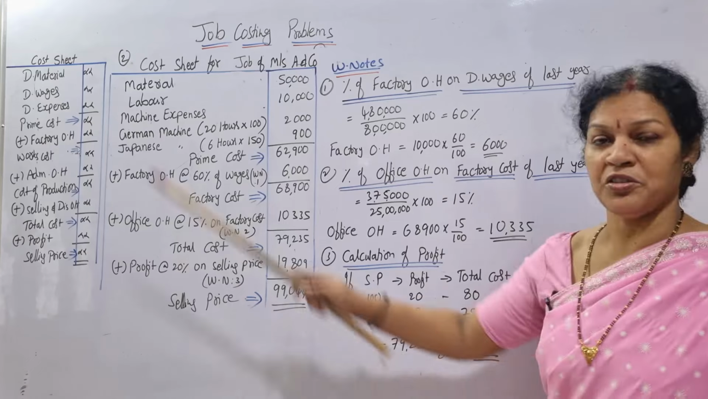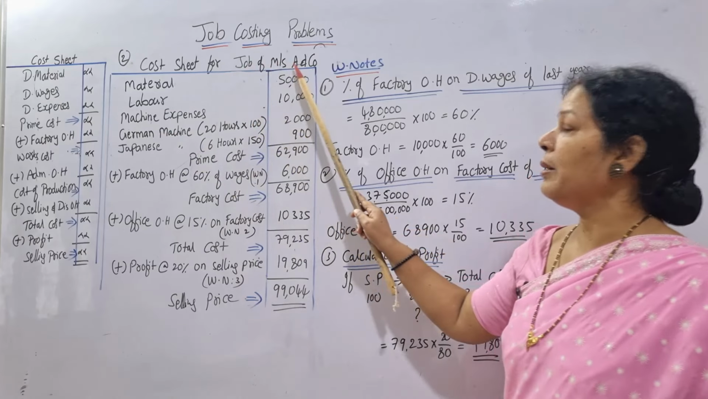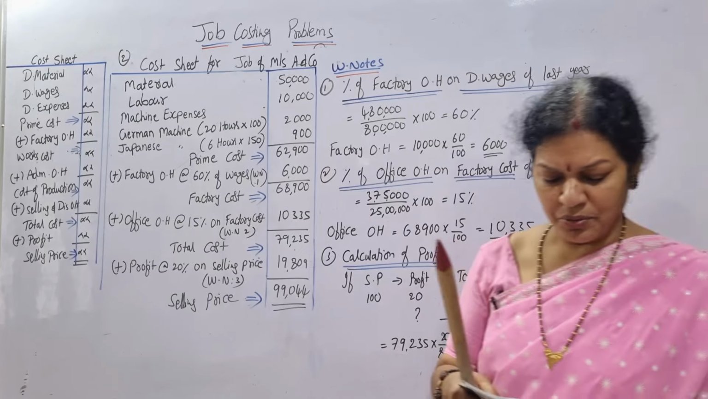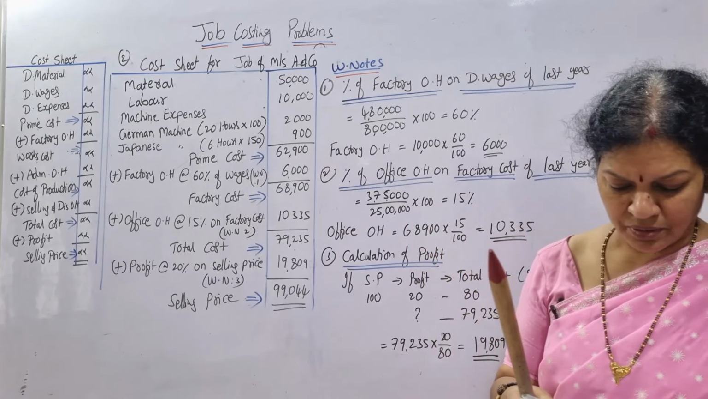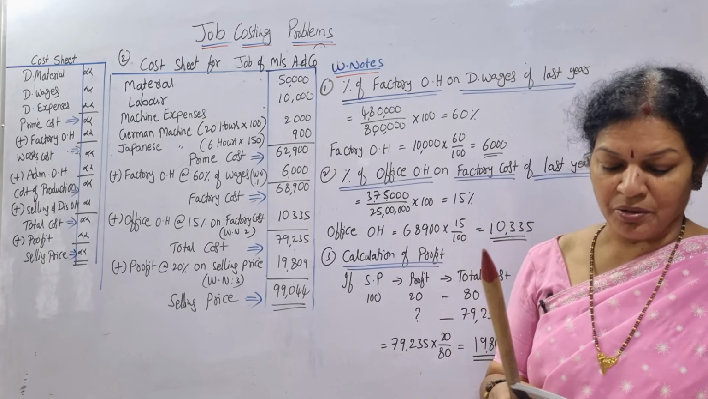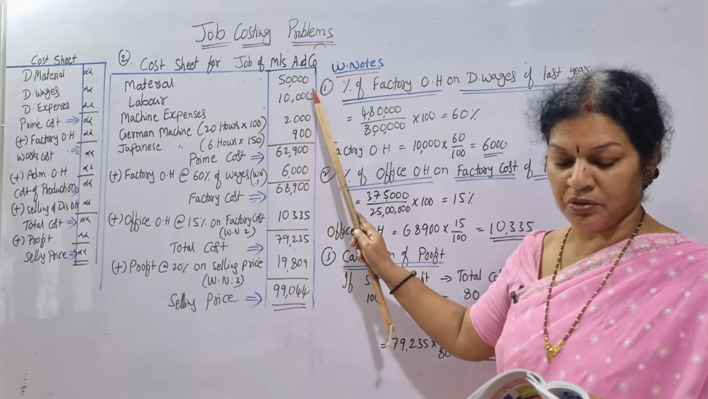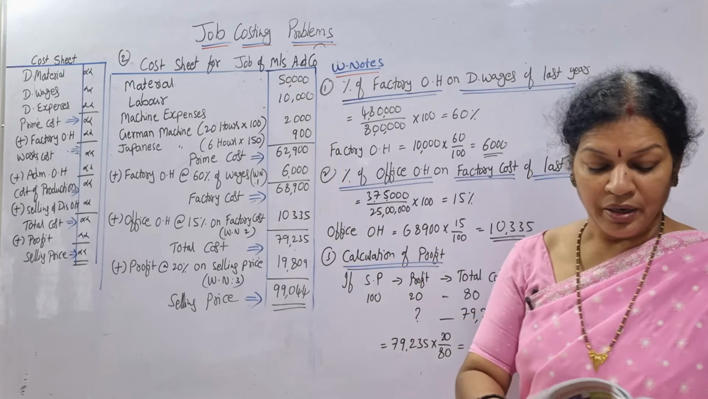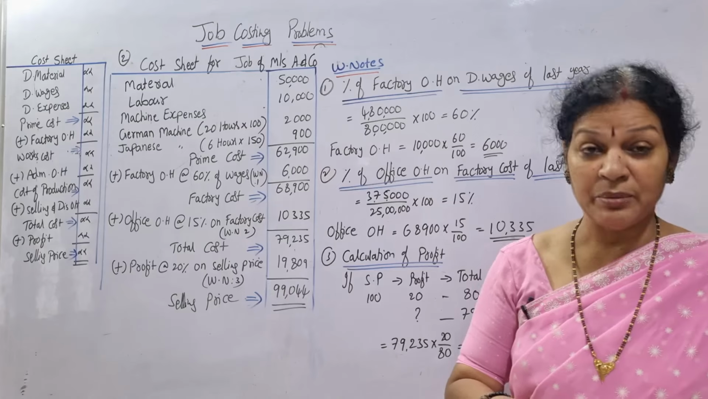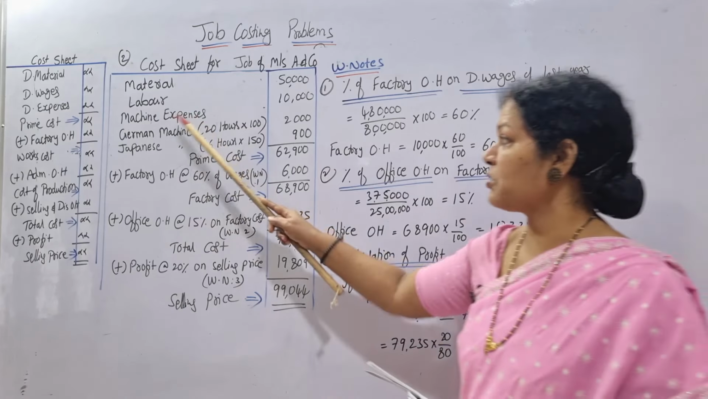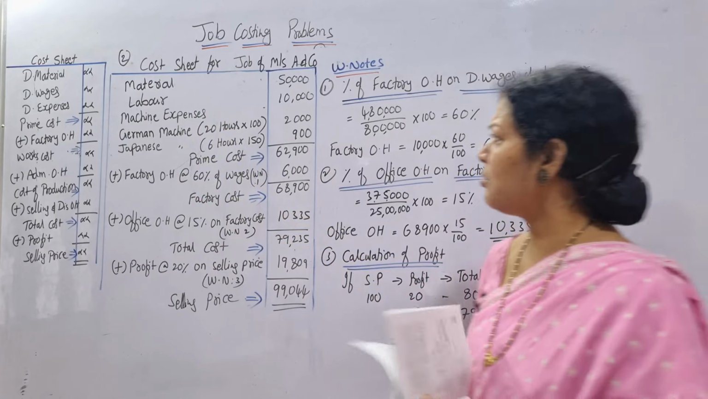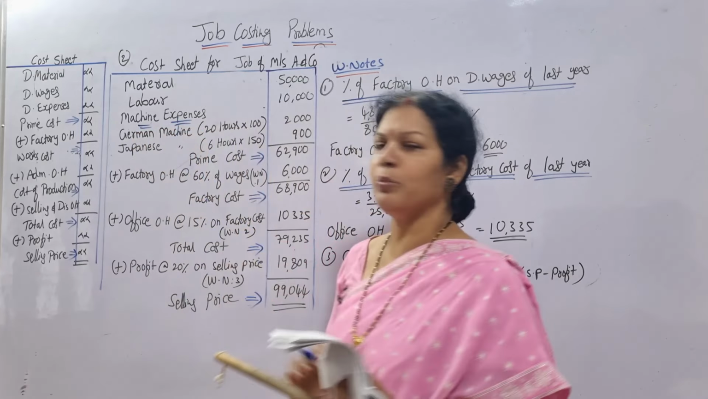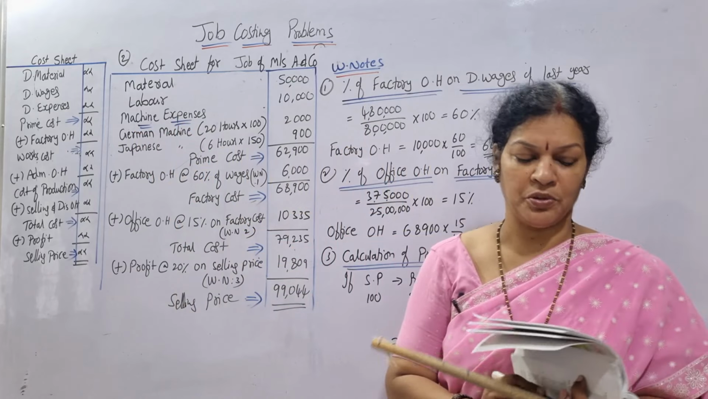First, I have drawn the cost sheet for the job of Messrs. A and Company. First, what do we write related to the prime cost? Estimated material cost of job 50,000, material 50,000, okay, and direct labor 10,000, labor is 10,000. And in the second bit, that is B bit and C bit, related to the machinery expenses, machine expenses. You can give a heading also if you want, because we are specifically mentioning in detail. Two machines are there, German machine and Japanese machine.